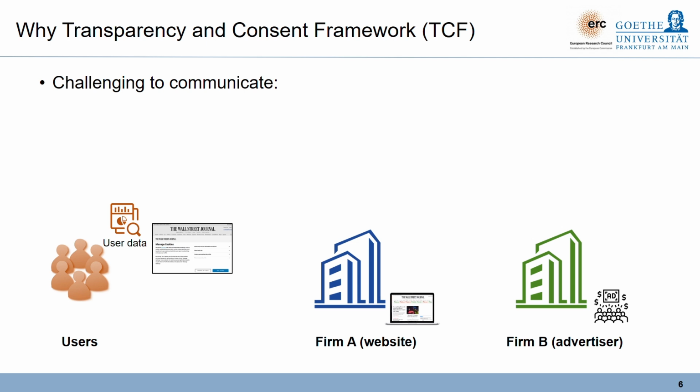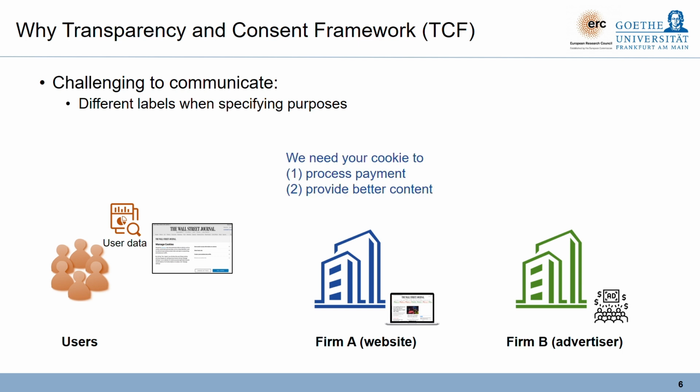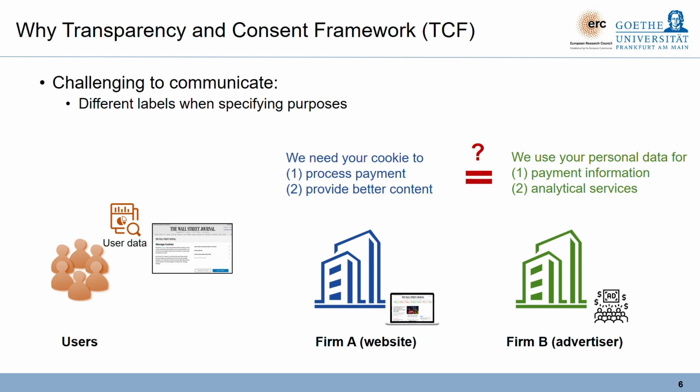One challenge is communicating user consent between firms because each firm specifies purposes differently. For example, the website describes its purposes as "we need your cookie to process payment and provide better content." In contrast, the advertiser phrases its purposes as "we use your personal data for payment information and analytical services." Are they talking about the same purposes? If not, how can they align their purposes?